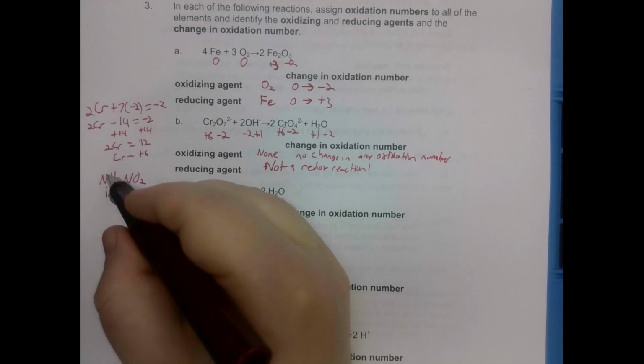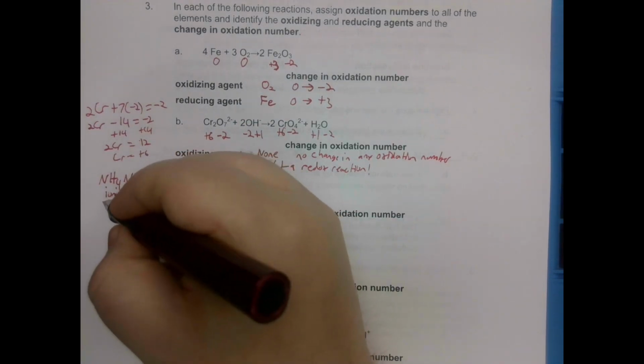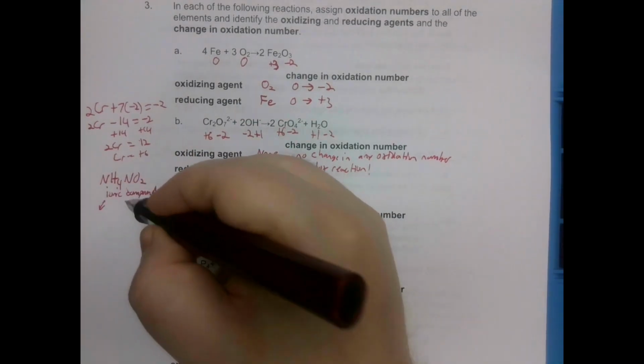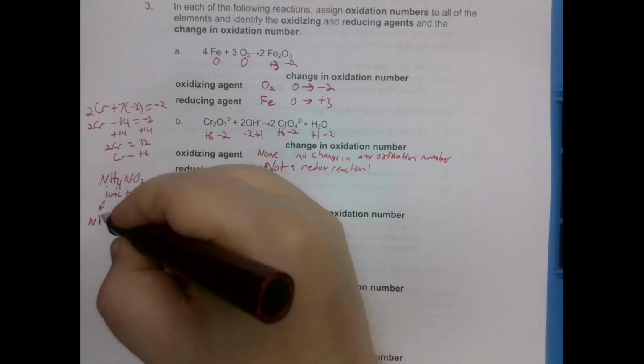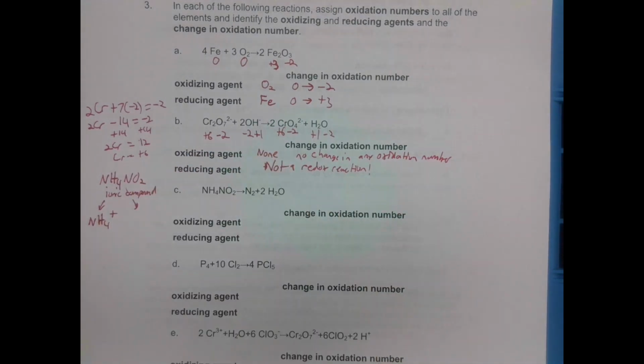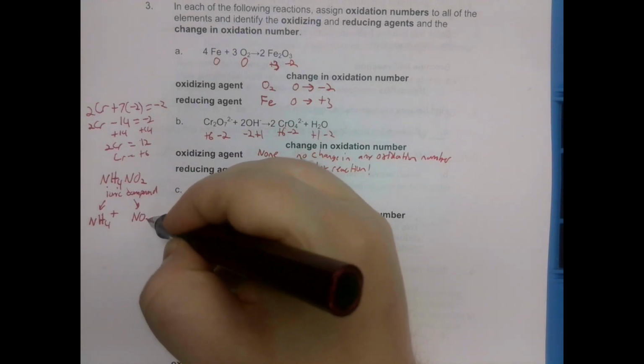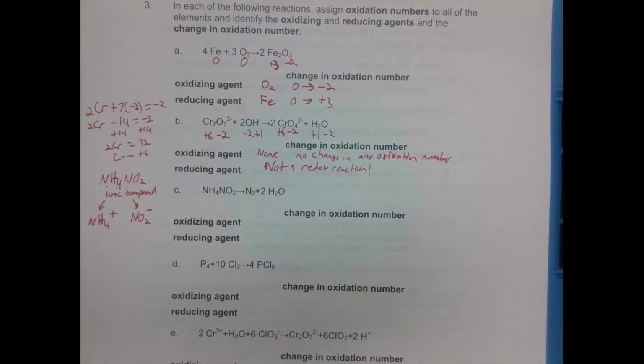Here is ammonium. It's an ion. It's the only polyatomic ion. That means we can split this into 2 ions. NH4 with what charge? Plus. NO2 must therefore be NO2 negative.